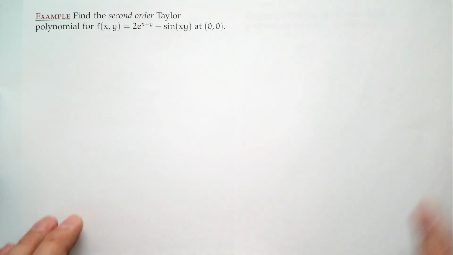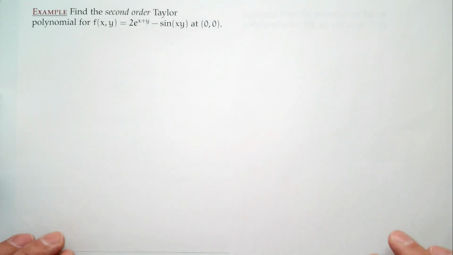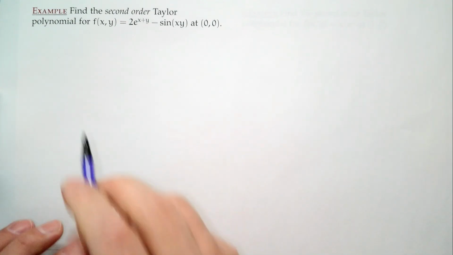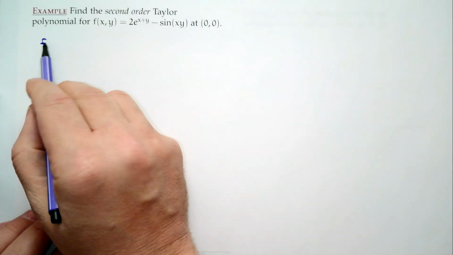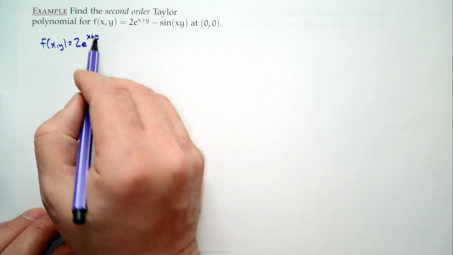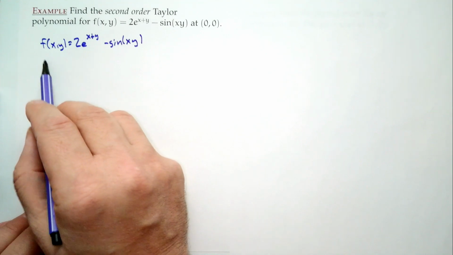Find the second order Taylor polynomial for f of (x, y) equals 2 e to the (x plus y) minus sine of (x times y). All right. Well, what do we do? Well, what we need to do is we need to find all of our partial derivatives and evaluate them at (0, 0). That's going to be our building blocks. So we're going to just patiently work our way through our derivatives. So oftentimes, questions of this form are really aimed at saying, okay, do you know how to take your partial derivatives, and can you be patient?